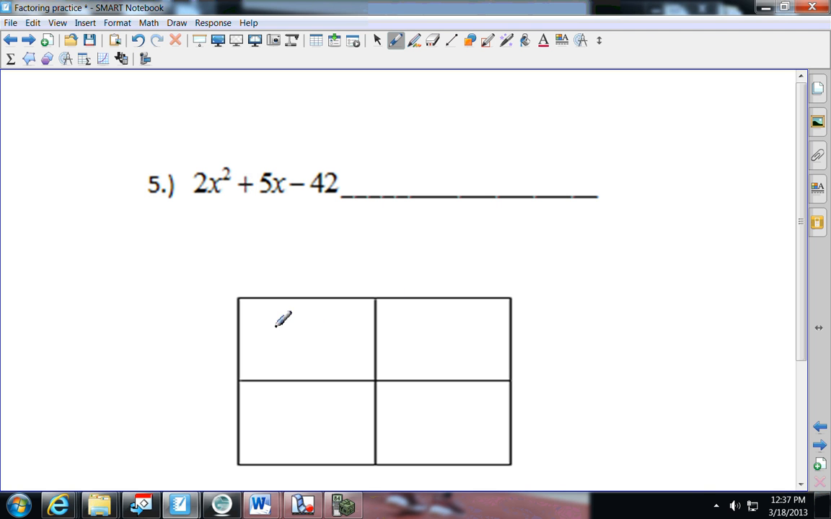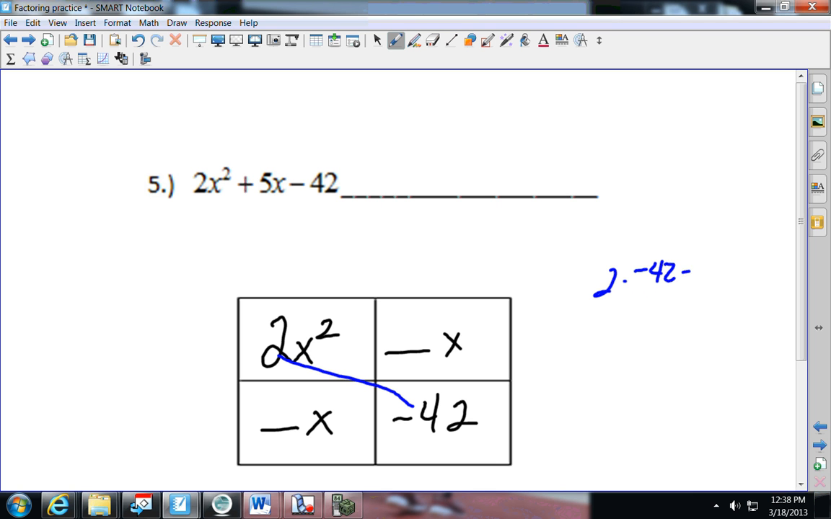So what I need to do is put the 2x squared in the first box and the negative 42 in the second one. Something x, something x. Now, you're multiplying these two numbers. So I have 2 times negative 42, which is negative 84. I need the factors of negative 84 that give me positive 5. Now, if I didn't know what my factors were, how do I put it in the calculator to find them?